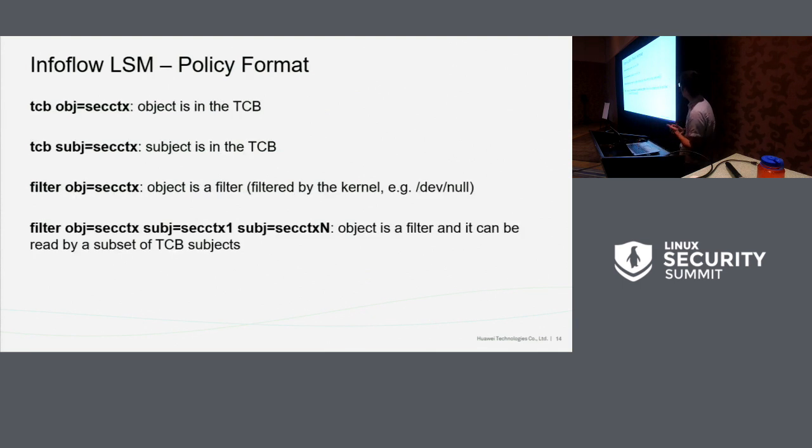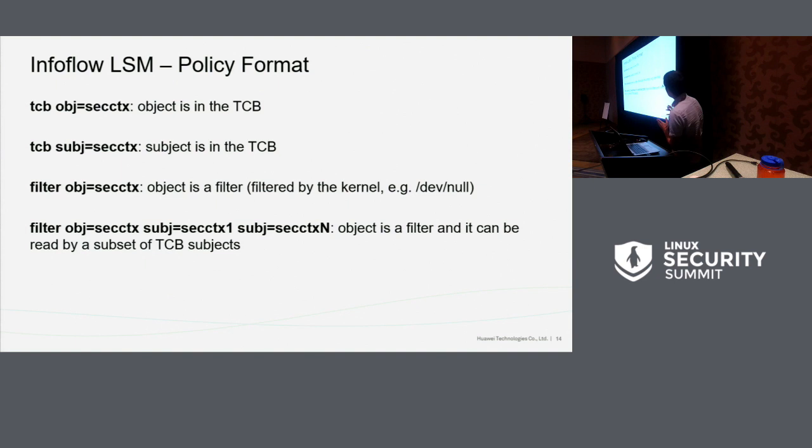So this is the format of the Infoflow LSM policy. We have a TCB object equal to security context, which is a SELinux or SMACK label, and we use it to say that the object is in the TCB. TCB subject equal to sexctx to put a subject in the TCB. And we have the last type of rule, which is filter object equal to sexctx. So this object is a filter, meaning that this object is potentially malicious and we have to check if the subject has a filtering interface to read this file without being corrupted.